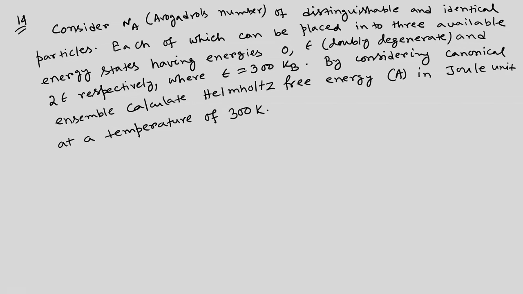So, problem 14 is: consider Avogadro number of distinguishable and identical particles, each of which can be placed into three available energy states having energies 0, epsilon, which is doubly degenerate, and 2 epsilon. So, it says that the 0 and 2 epsilon states are non-degenerate, where the value of epsilon is 300 times Kb, 300 times the Boltzmann constant. By considering the canonical ensemble, calculate the Helmholtz free energy in Joule unit at a temperature of 300 Kelvin. So, all particles are identical as well as distinguishable.